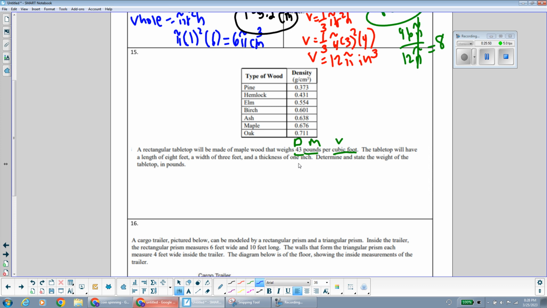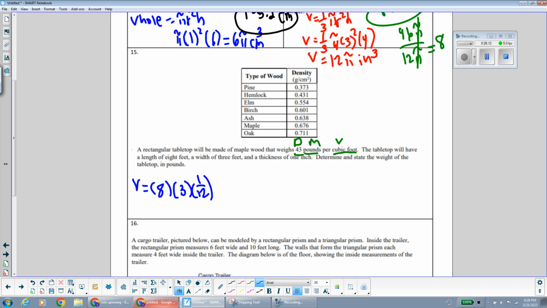I'll just convert this to feet because the other two are already in feet. So to get from inches to feet, we divide by 12. So 1 divided by 12 doesn't work out nicely, so that would be 1/12. So to find the volume of the tabletop, 8 feet by 3 feet by 1/12 of a foot.